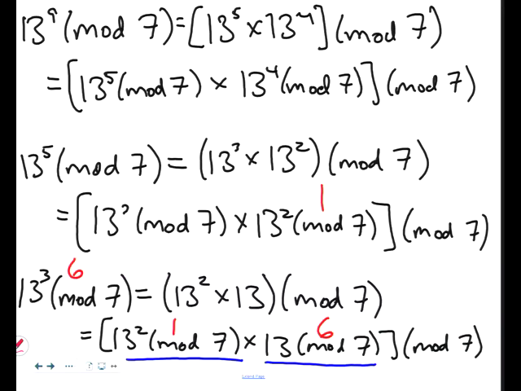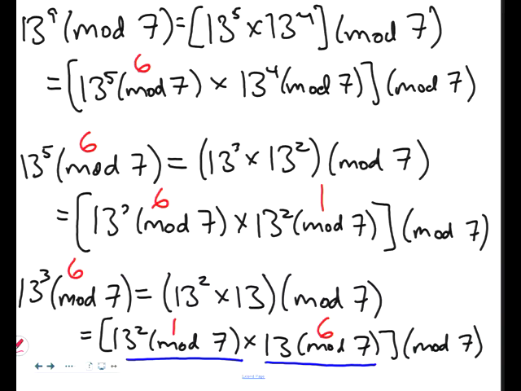Yep, we already calculated that. That's just 6. That's what we just did. Okay, so 13 to the 5th is now equal to 6 times 1 mod 7. Well, 6 times 1 is 6, which mod 7 is 6. Okay, so we can get that without too much effort. Okay, so now coming back up to our original problem of the 13 to the 9th, okay, well, we've got 13 to the 5th mod 7. Do we know that? Yep. That's 6.